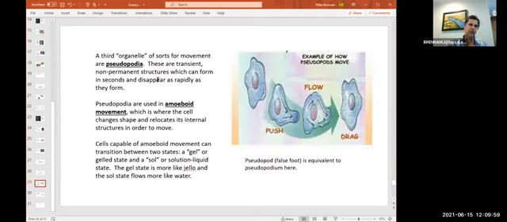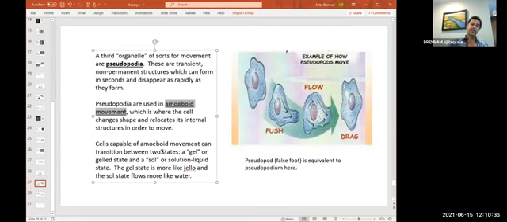Now, there's a third category of movement with its own organelle, and that organelle is called the pseudopodium. They form and then they dissociate and go into nothingness again. So we say they're transient structures, they're not permanent. They form in a matter of seconds, they disappear in a matter of seconds. And these are used in what we call amoeboid movement, where the cell changes shape, relocates its internal organelles and cytoskeleton elements in order to move.